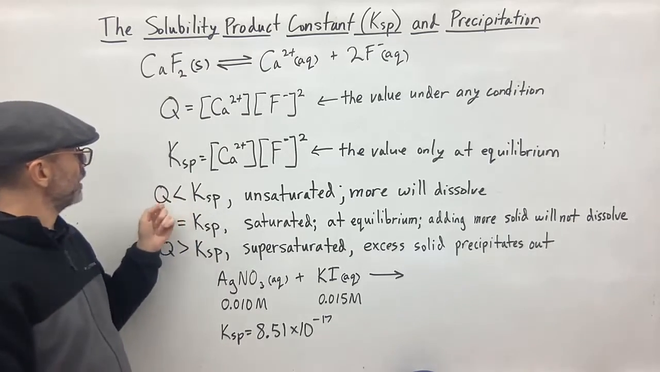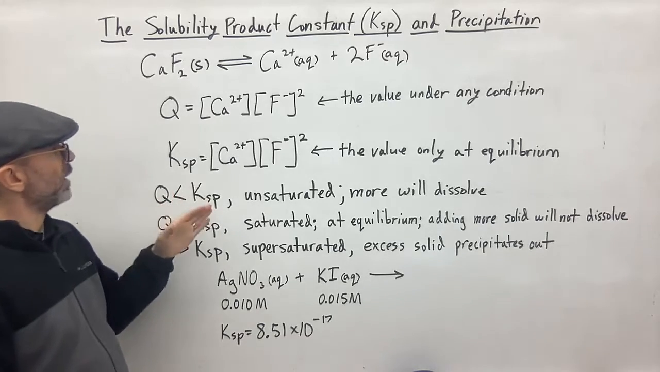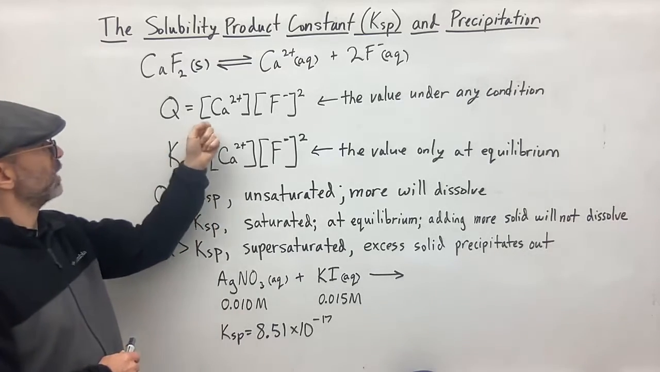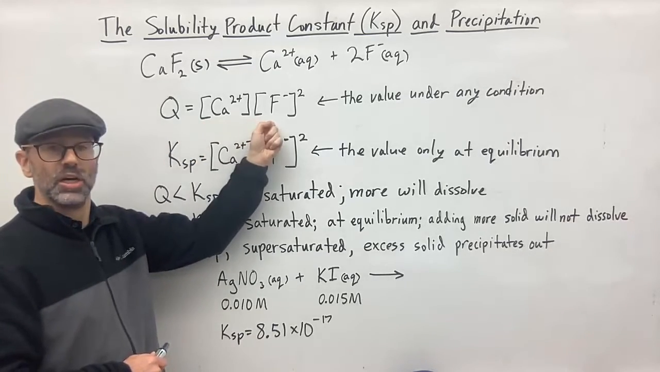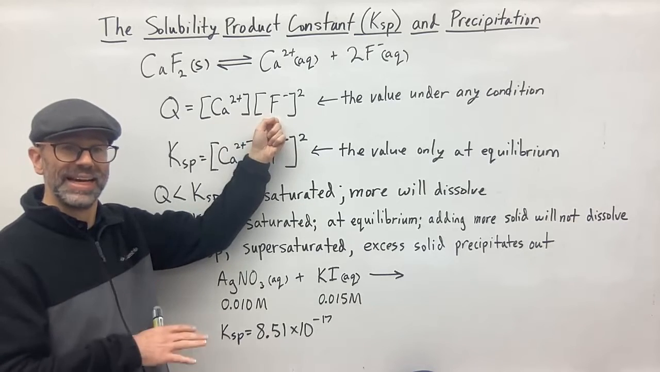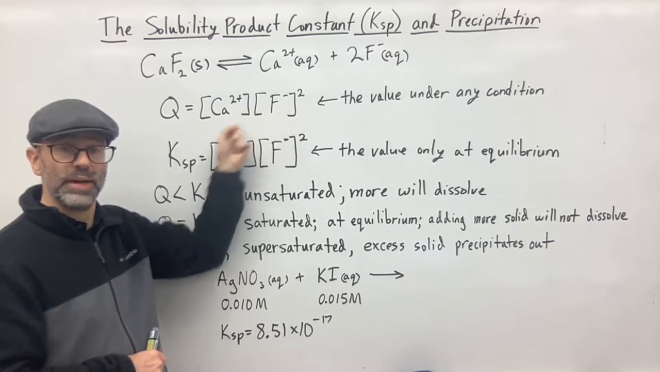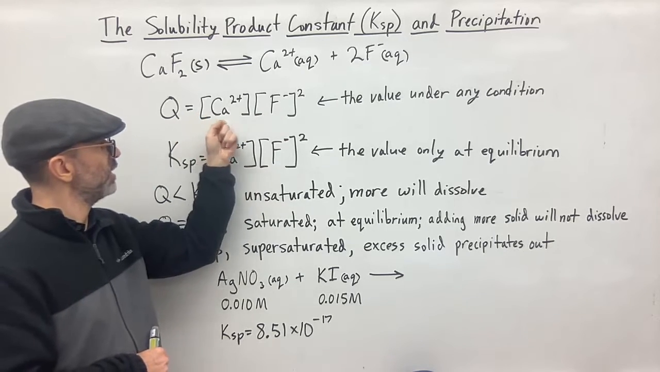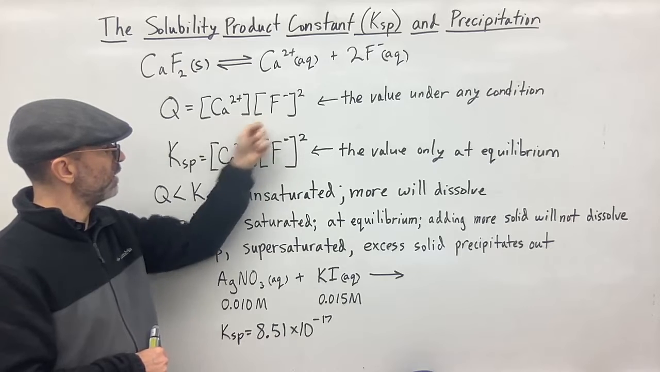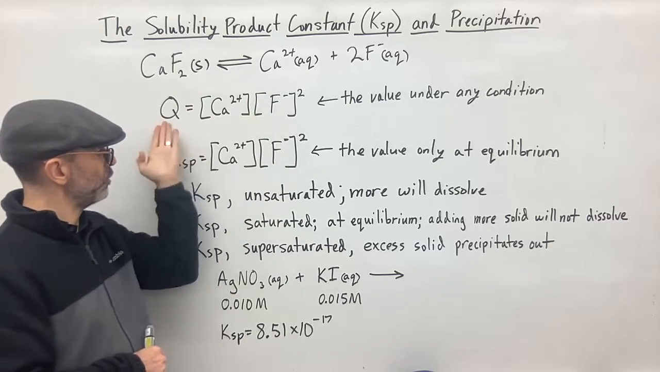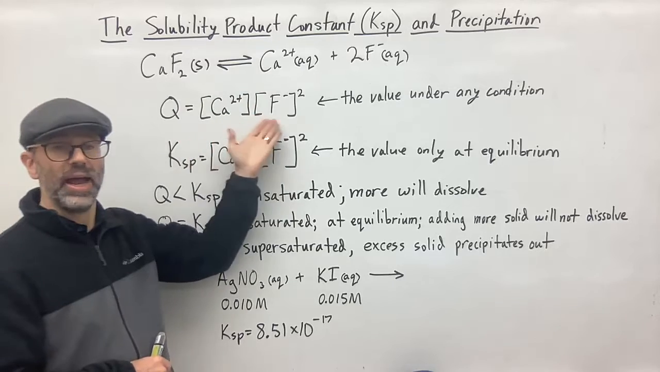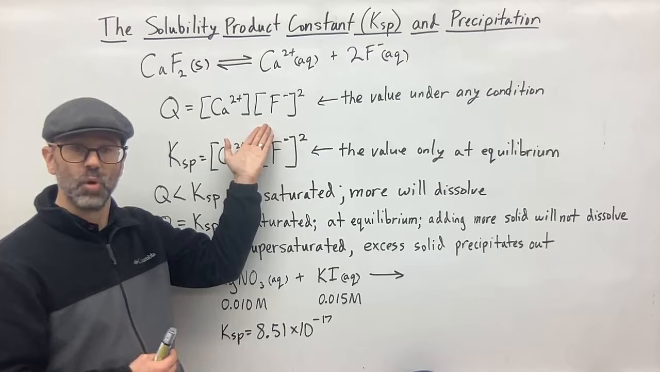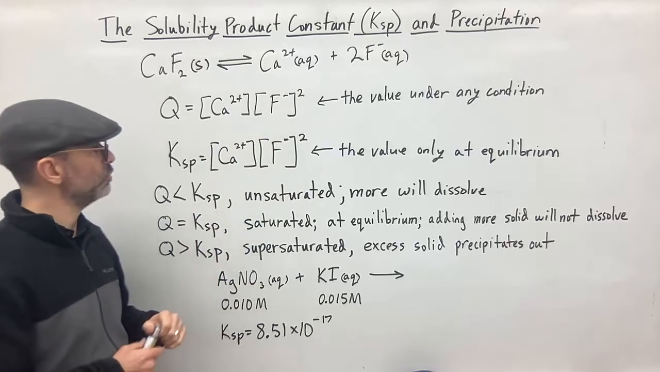Going back to the relationship between Q and KSP, if Q is smaller than KSP, that means these values are less than what you would have at KSP. For KSP, you have a certain amount, and these two are less than that. So this value Q means you don't have enough of your ions dissolved in water. That would be an unsaturated solution.